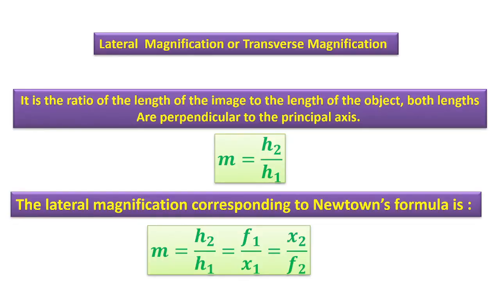Lateral magnification or transverse magnification is the ratio of the length of the image to the length of the object. Both lengths are perpendicular to the principal axis. Here m, that is the magnification, is equal to h2 divided by h1. The lateral magnification corresponding to Newton's formula is given here: m is equal to h2 divided by h1, which is equal to f1 divided by x1, which is equal to x2 divided by f2.